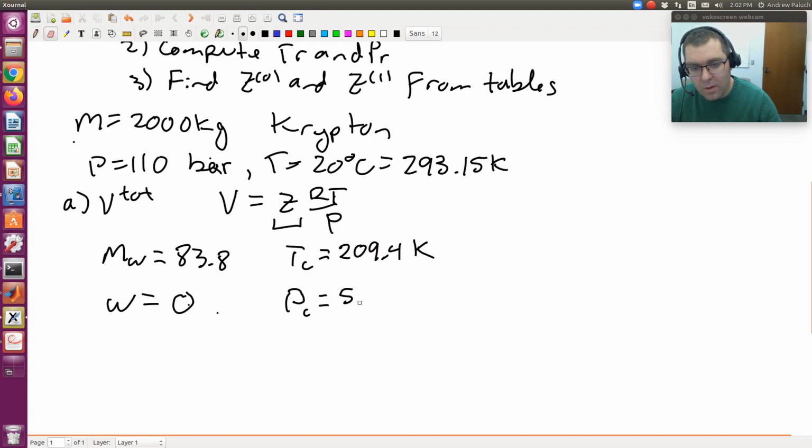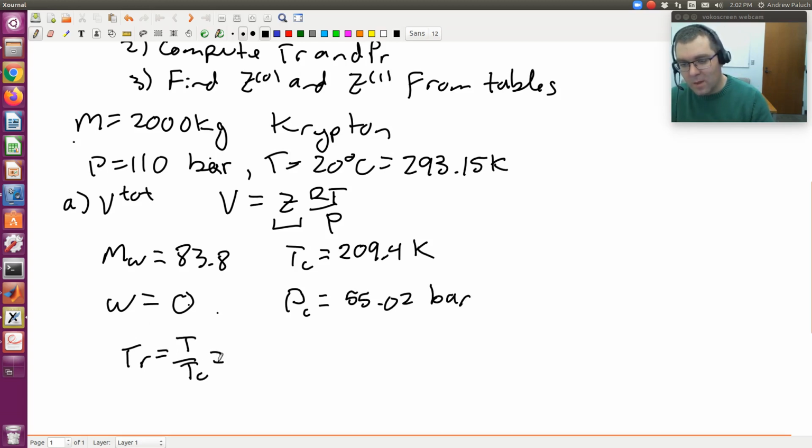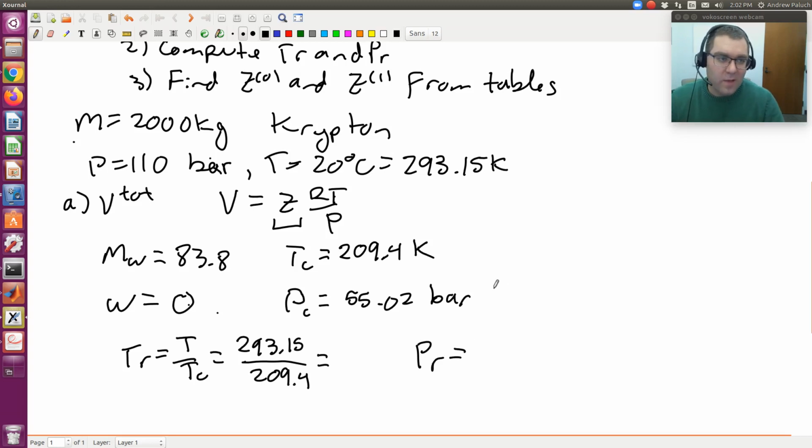And PC is 55.02 bars. Now I can calculate TR, which is T over TC. Remember, it's imperative when you do this that you're using absolute units. So that's 293.15 Kelvin divided by 209.4. And I need PR. Here, it's absolute pressure, so I just need to make sure they have the same units. So this is 110 divided by 55.02.